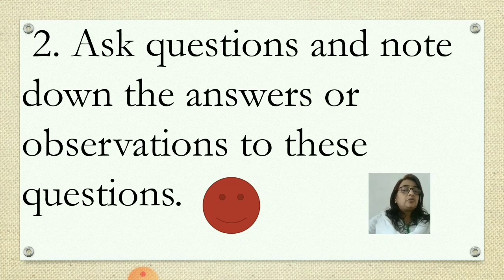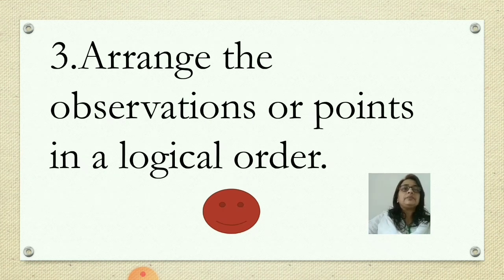So asking the question is very important. Whatever answers we get, with the help of those answers, because those answers will be what? Our observations. So with the help of those observations, those answers, we will find it very easy to write our picture composition. Third step. What was the first step? Observe the picture carefully. Second step, ask the questions. With the help of answers, observations, we will write the composition.